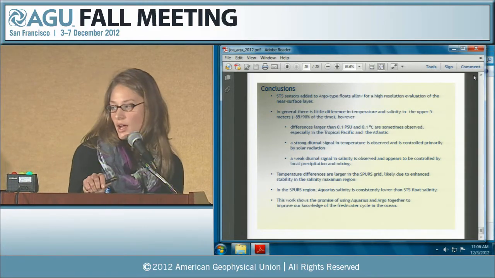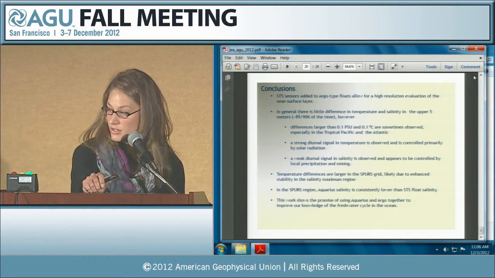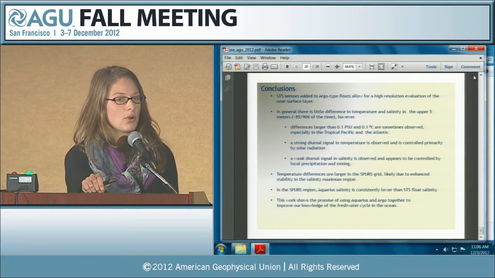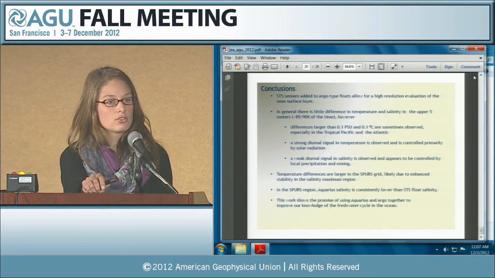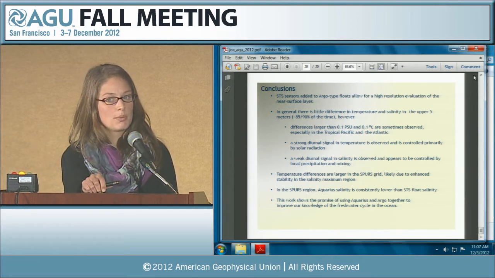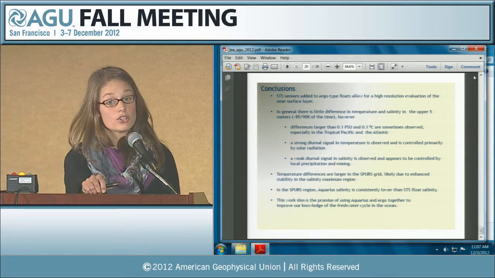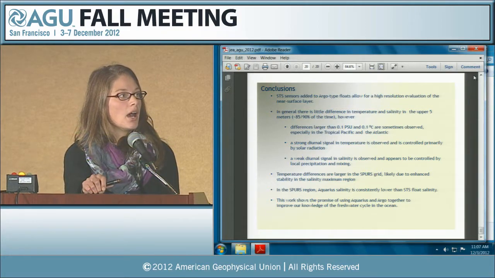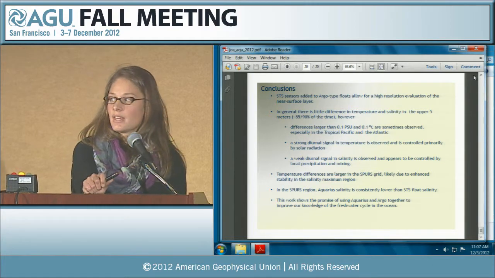So in conclusion, STS sensors added to Argo-type floats greatly enhance the high-resolution observation of this near-surface layer. In general, there's little difference between the two. However, we do see differences of 0.1 degrees C and 0.1 PSU. We also see a strong diurnal cycle in temperature, which is primarily controlled by local radiation, and a weak diurnal cycle in salinity, which is primarily controlled by precipitation and localized mixing. The temperature differences are larger in the SPURS grid region, likely due to enhanced stability in the region. Likewise, we see salinity is biased low in the area. And that's all I have.